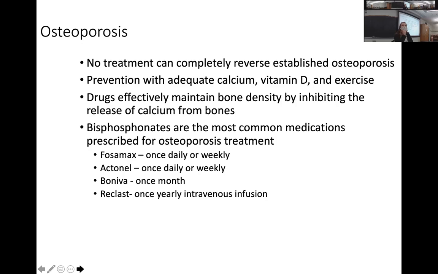Maybe that means going for a walk, maybe going for a bike ride, things like that. Drugs effectively maintain bone density by inhibiting the release of calcium from the bones. So there are drugs that can help with osteoporosis. Then we have bisphosphonates, the most common medications prescribed for osteoporosis treatment. There are a couple of examples there that we don't really need to go through.